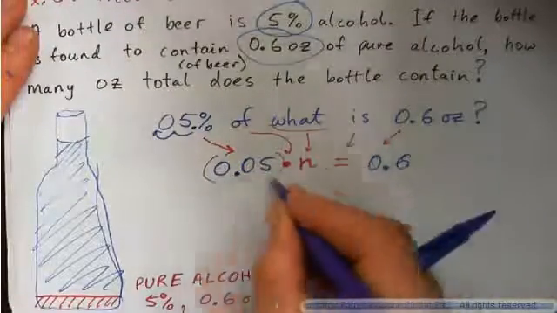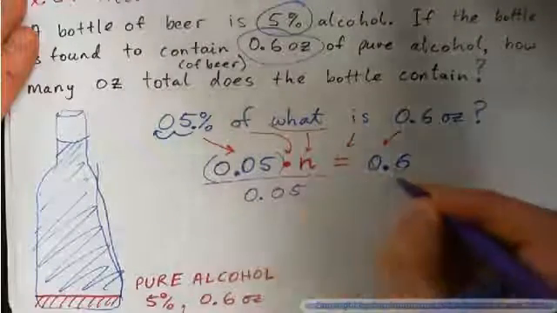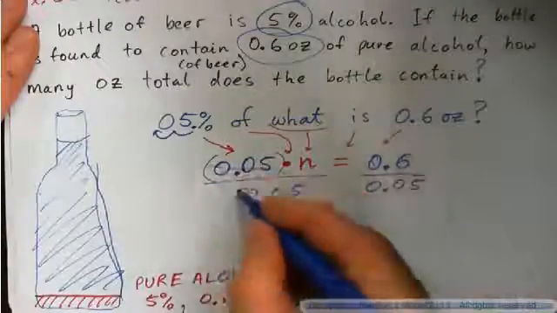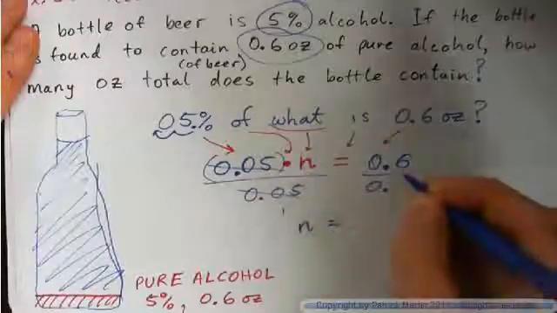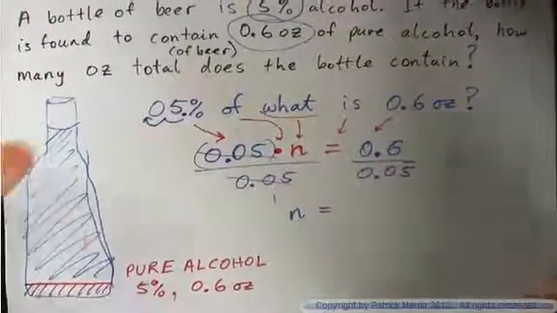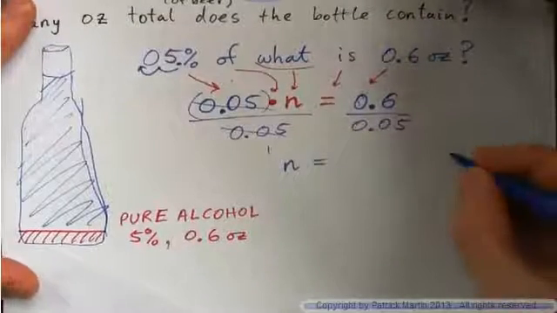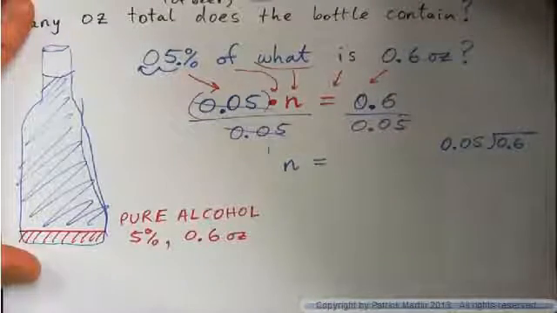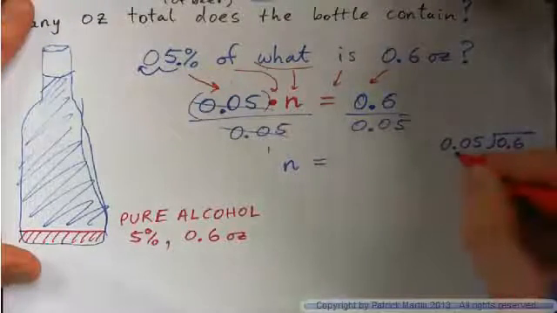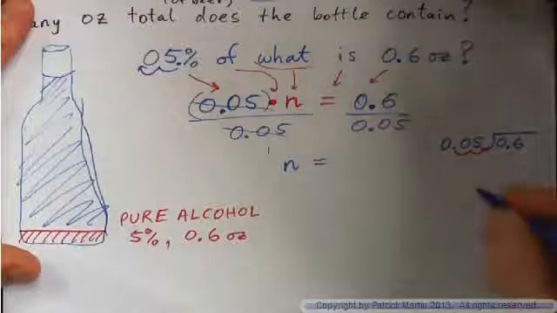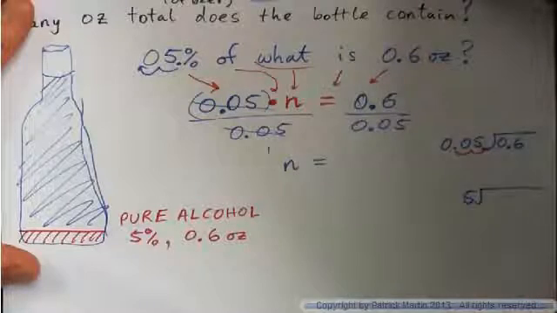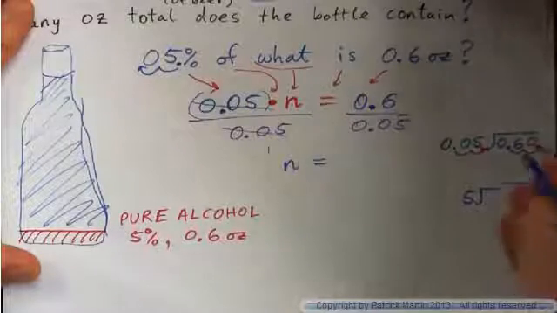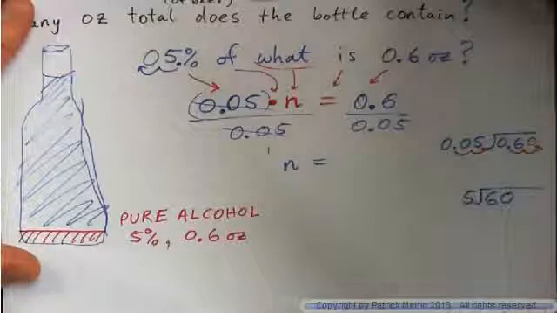So n has been multiplied by this, so I need to divide it by that, don't I, to get n by itself. That's what we learned with the equation section. And the 0.05's cancel, I end up with n equals this over this. So I need to go 0.05 into 0.6. But I can't divide a decimal into something. So I need to move the decimal point two spaces over so that this becomes a whole number, 5 into something. But of course I need to do the same to this guy, two spaces over, which will give me a placeholder 0 and turn this number into 60. Now what's 5 into 60?